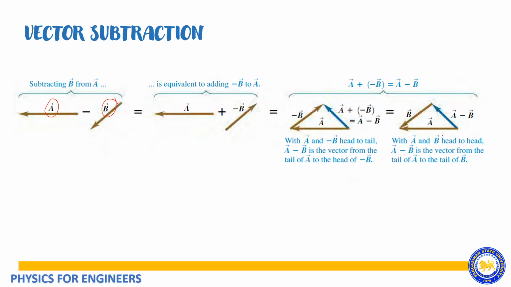sila. So, from vector A, tapos isalubong mo si B, hindi siya head to tail, kundi head to head, and then from A to B. So, parehas lang yan. Kung mapapansin nyo, parehas lang yung resultant niya. Yan. Okay?